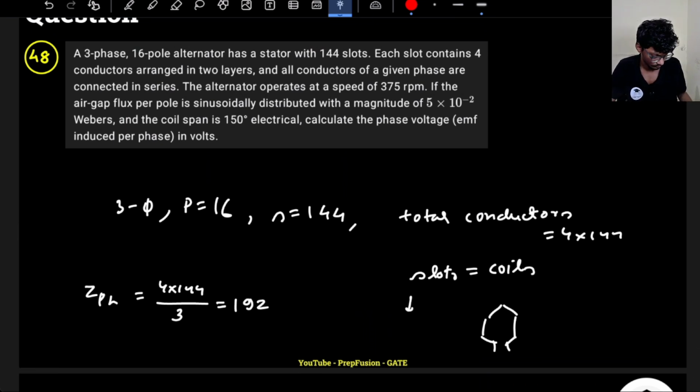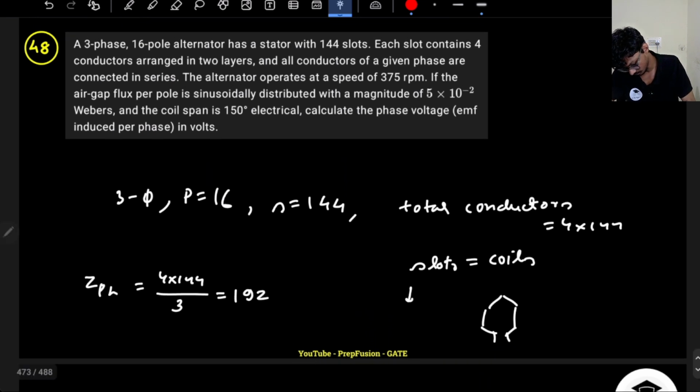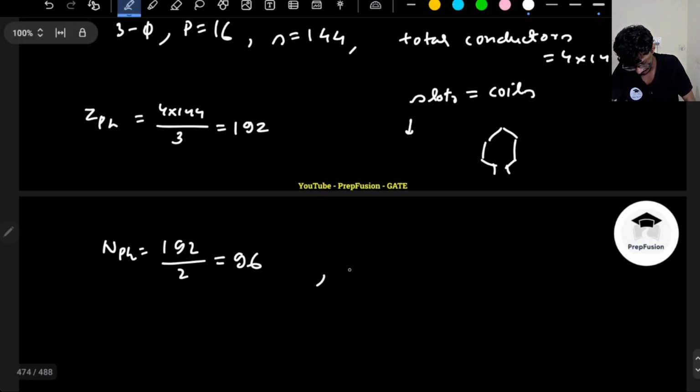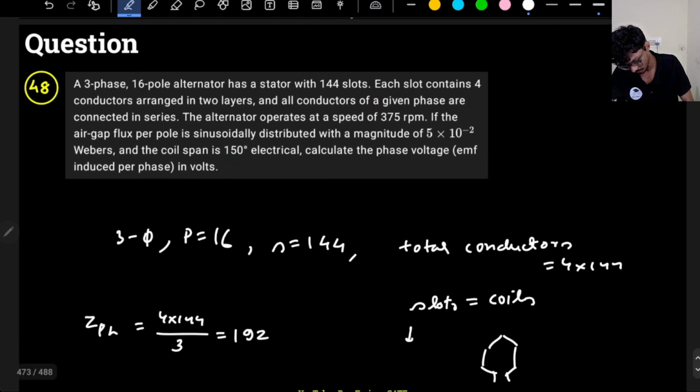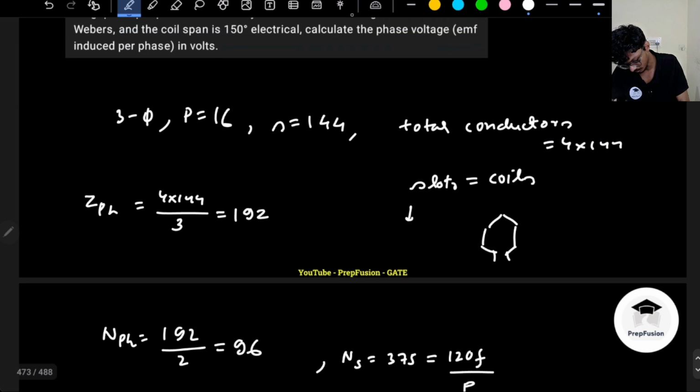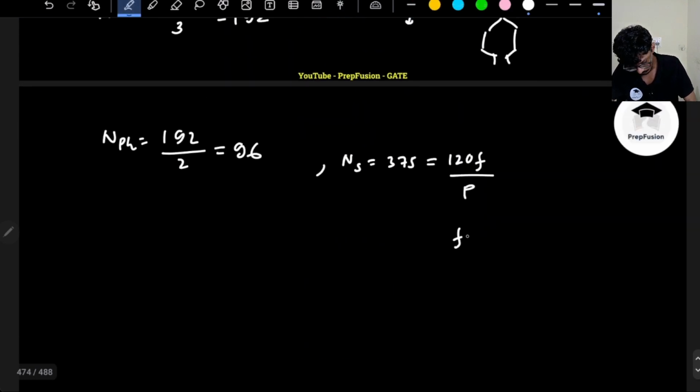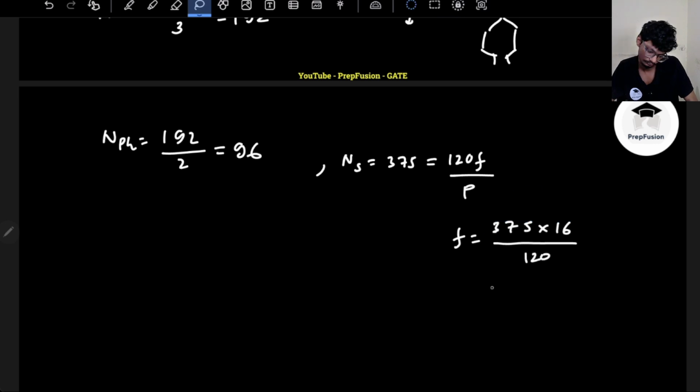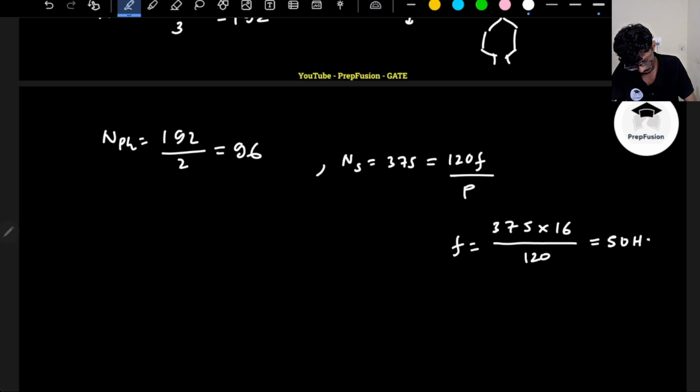Now the alternator operates at a speed of 375 rpm. So Ns is 375. From here I will be able to find the frequency, because frequency is not given to me. I know the number of poles is 16. So f will be equal to 375 into 16 divided by 120. So f is 50 only. Okay, indirectly f is 50.